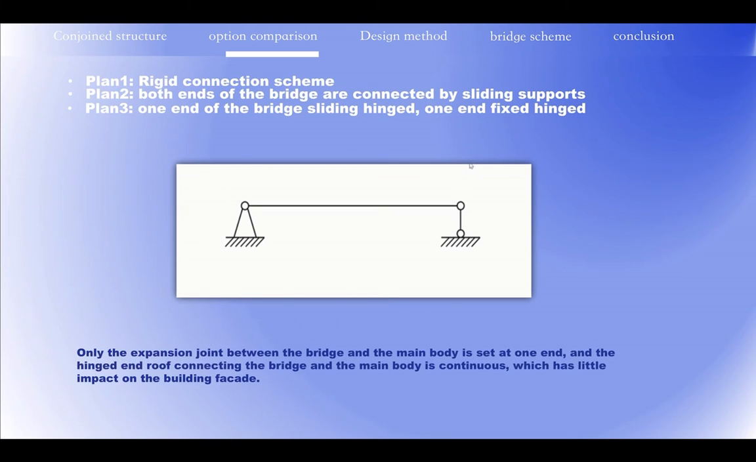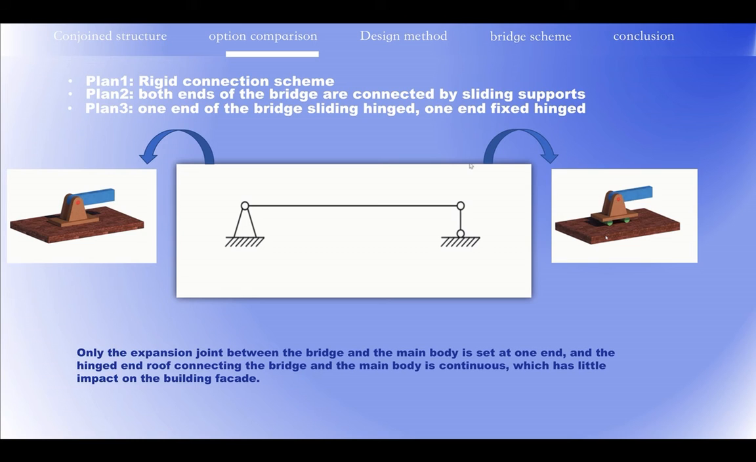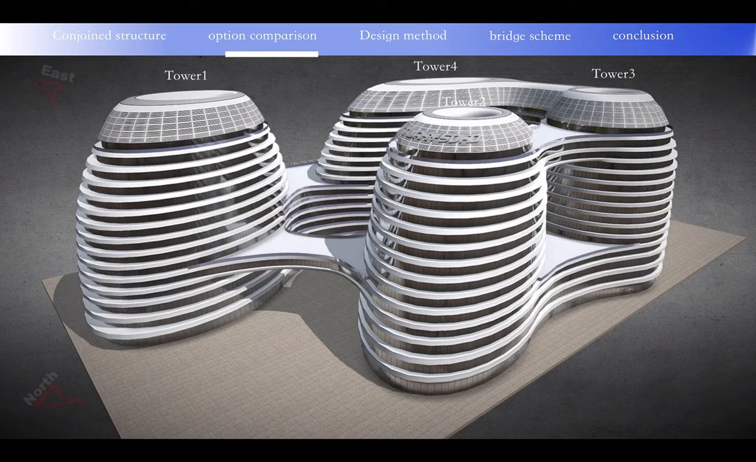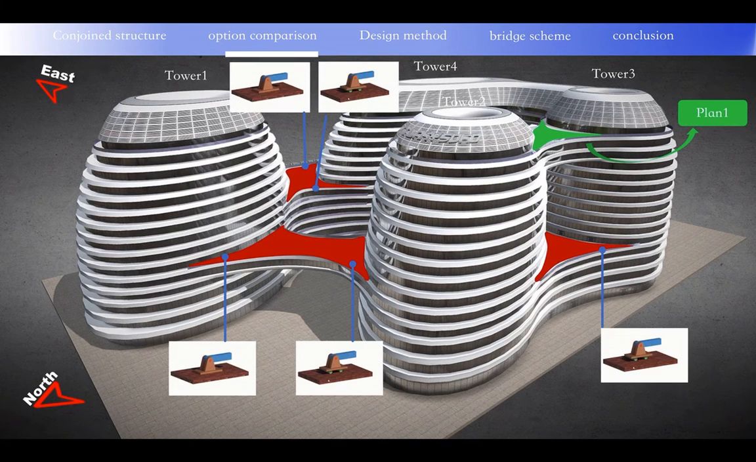Only an expansion joint between the connecting bridge and the main body needs to be set at one end, and the hinge and top plate connecting the bridge and the main body is continuous, which has little influence on the building facade. According to the specific condition of the connection between the bridge and the main body, Tower 2 and 3 are 2 tower calculation units, and the high-level bridge between the 2 towers adopts the rigid connection scheme. The other 4 bridges are all located between the 2 calculation units, using a fixed hinge at the end close to the east unit and a sliding hinge connection at the end close to the west unit.